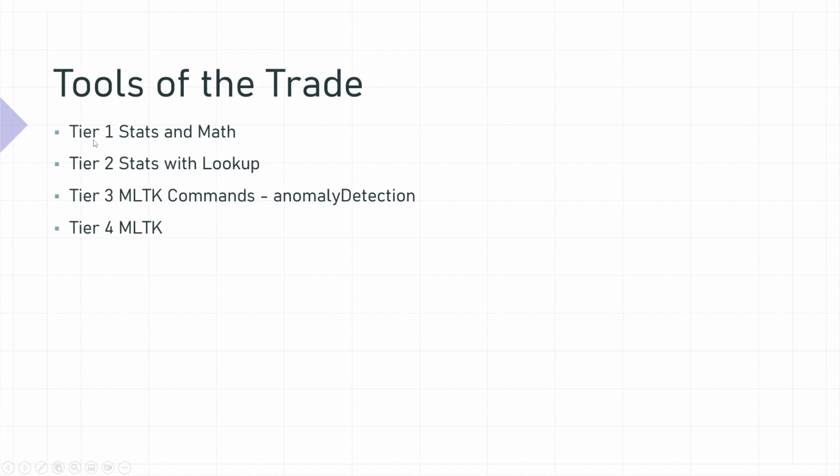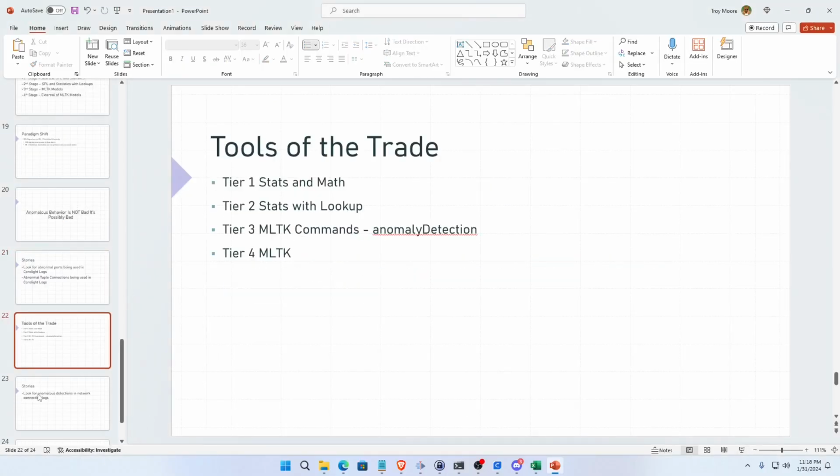I'm going to go into more detail on these, but the first one, tier one, we're going to use Splunk. We're going to use some stats and some math. If that doesn't solve the problem, we can move to stats with lookup. If that doesn't work, we can move up to MLTK commands with anomaly detection. And this says tier 4 MLTK. Sorry, that's a misprint. That would be expanded models. Here's the surprise: if I told you I was going to solve all these things, I'm probably not going to get to tier 4. All right, so let's kill this and let's go right to my Splunk instance.